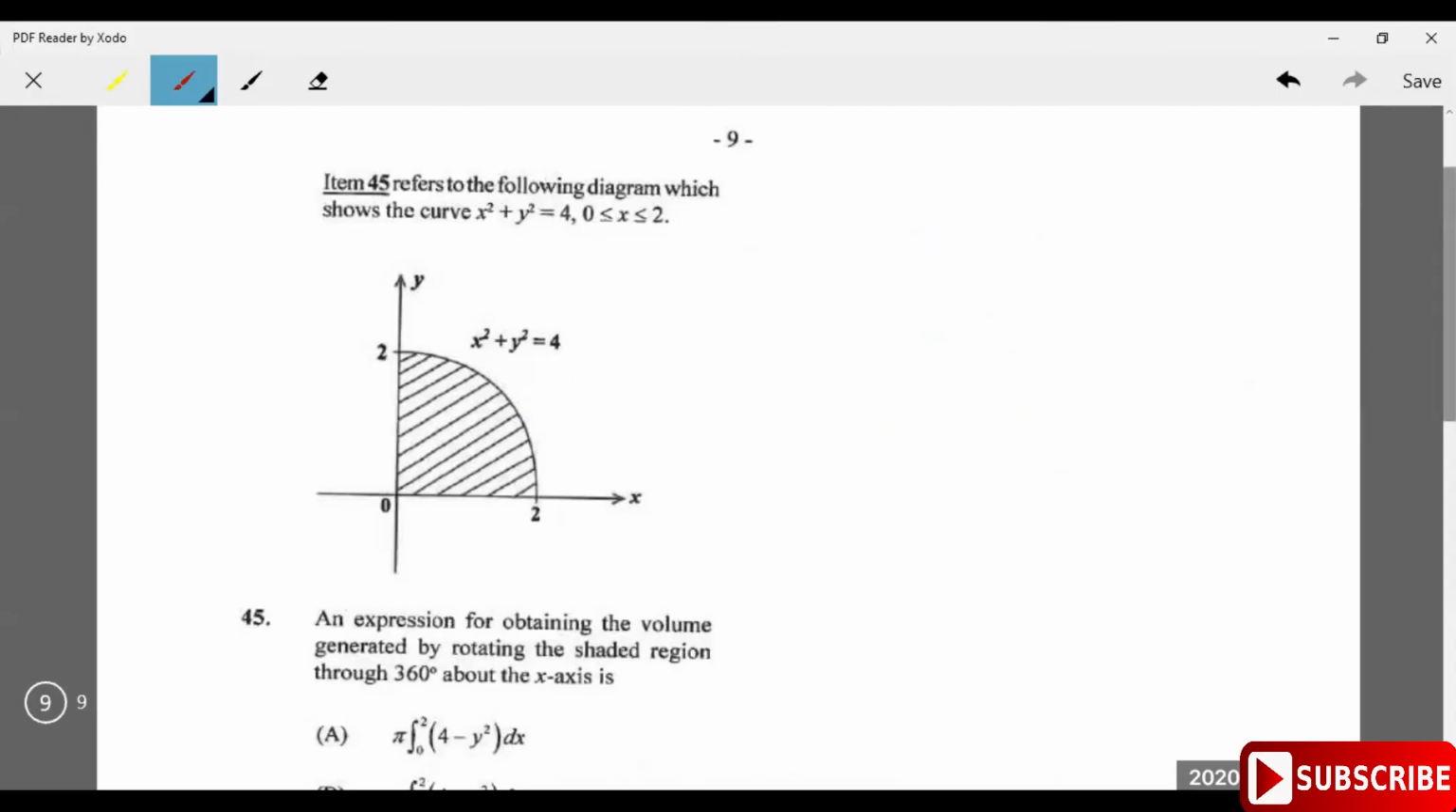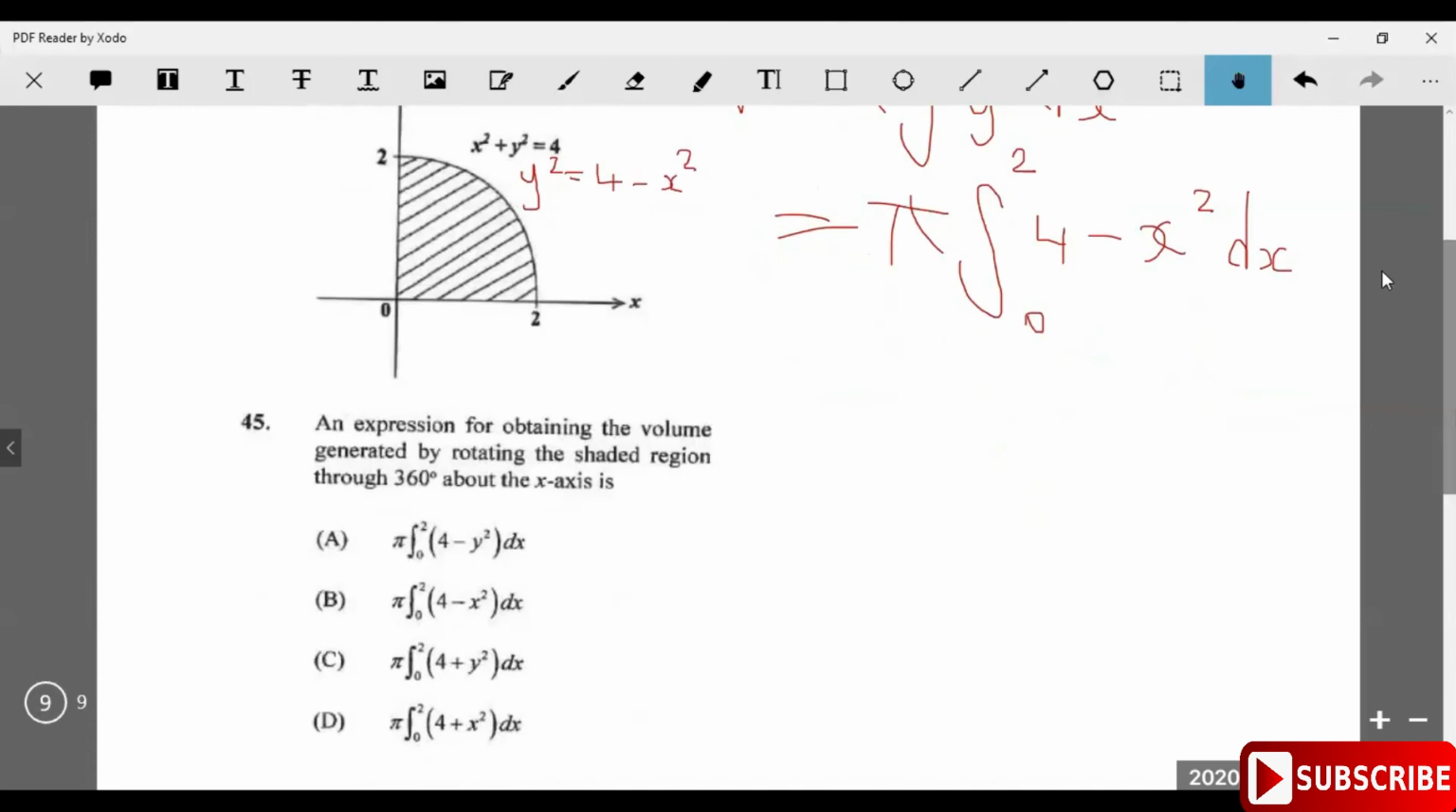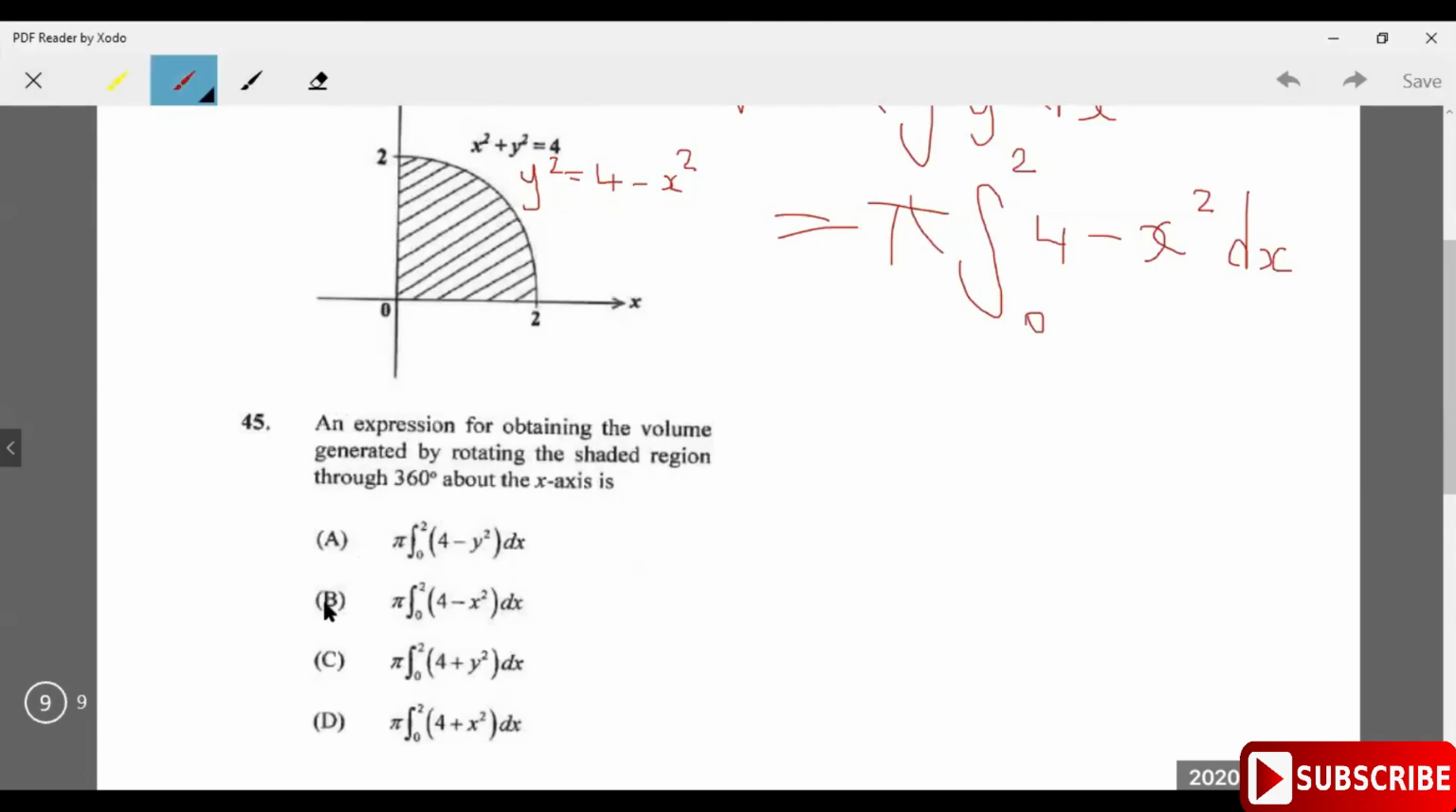Oh no, where did that go? Erased it. My bad. Here it is. So that's pi times the integral of 4 minus x squared dx. That is option B. Easy question. All right, easy. So that's it.